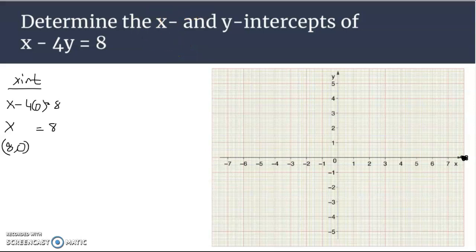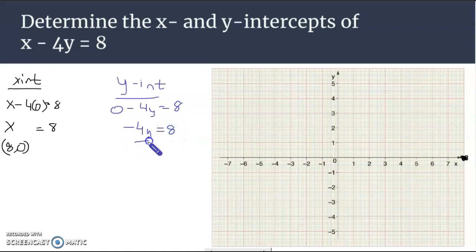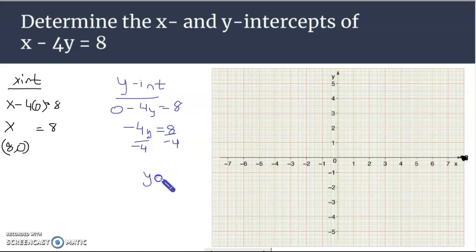Let's do a little work to find the y-intercept. This time we're going to rewrite the equation. This time a 0 goes in for x. 0 minus 4 times y equals 8. Simplify the function. Don't have to write the 0. It's just -4y equals 8. To solve for y, I'm going to divide both sides by -4. Y equals -2 because 8 divided by -4 is -2. Here's the coordinates of the y-intercept: 0, comma, -2.